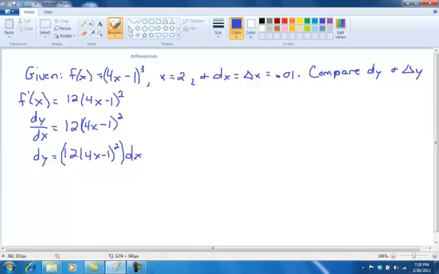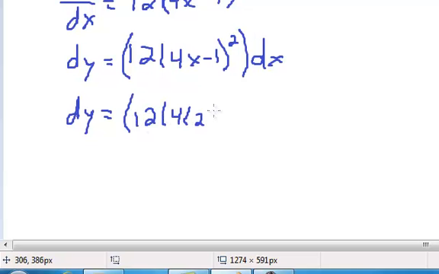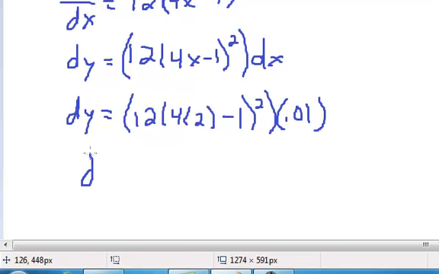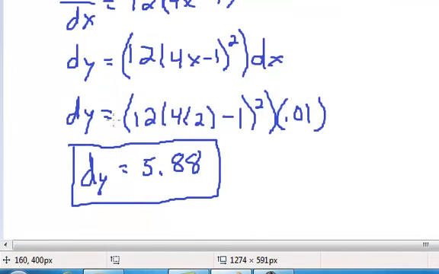Now, the last step for this problem would be to actually plug in the values, because this actually has a value. We're going to plug in the values that we have here, x equals 2 and dx equals 0.01. So I want to solve for what dy equals, which would be 12 times (4 times 2 minus 1) squared times 0.01. Take our calculators. I make my awesome calculator noise. You get 5.88. And that is what our differential is.